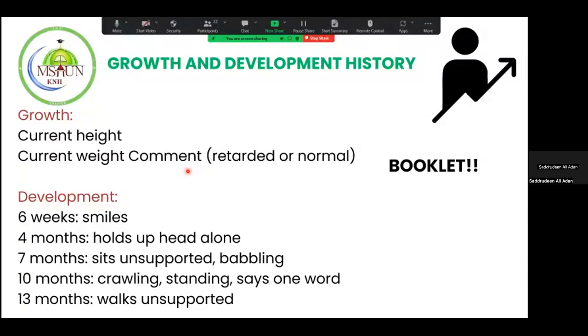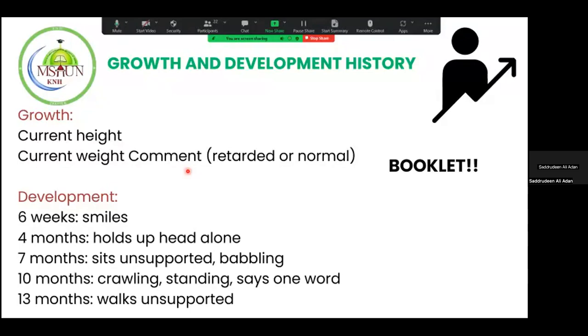So let's just quickly recap. 6 weeks, smile. 4 months, head support. 7 months, sitting and babbling. This is a very quick way of analyzing the growth and development history. This is the way I find it easy. At 10 months, they're not now sitting, they want to stand. So they crawl fast, then they stand, holding on to walls, and they say one word. 1 year, 1 word. 2 years, 2 words. 3 years, 3 words or sentences. 13 months, they should be able to walk unsupported on their own.